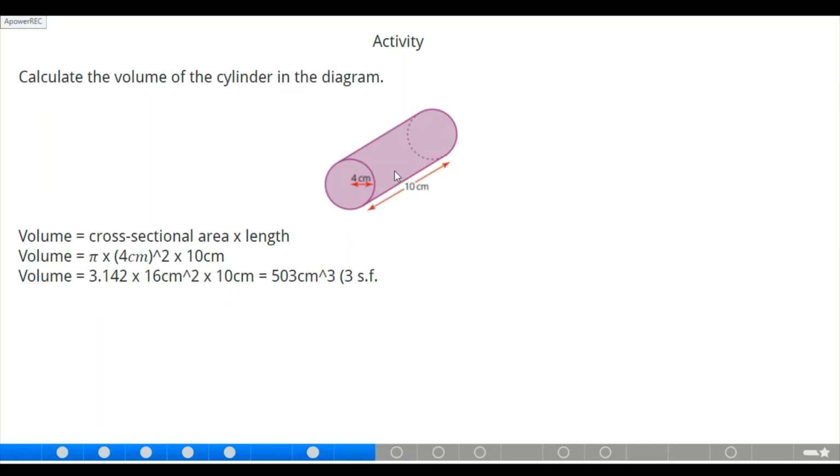If you look at the cross-sectional area, this is a cylinder. It comprises of what? A circle. And the formula for calculating the area of a circle is what? It is pi r squared. So that implies that we are multiplying the area of a circle by the length.